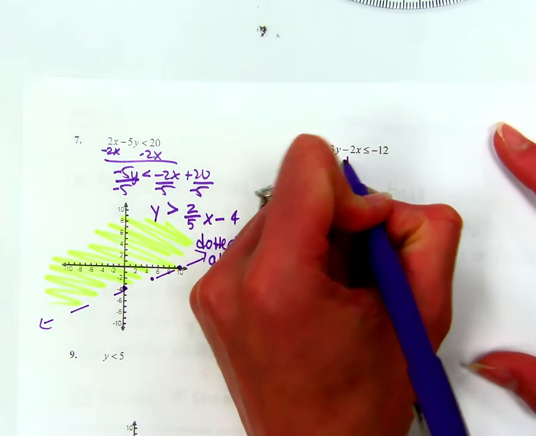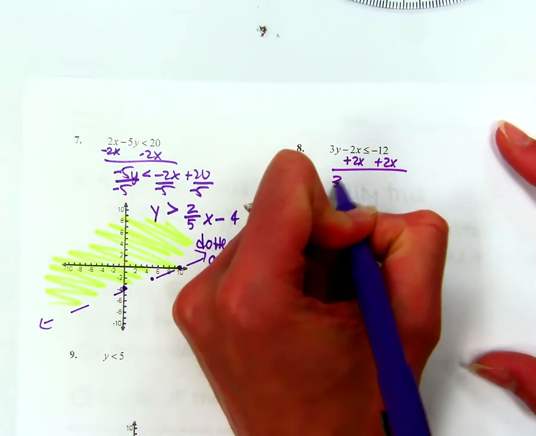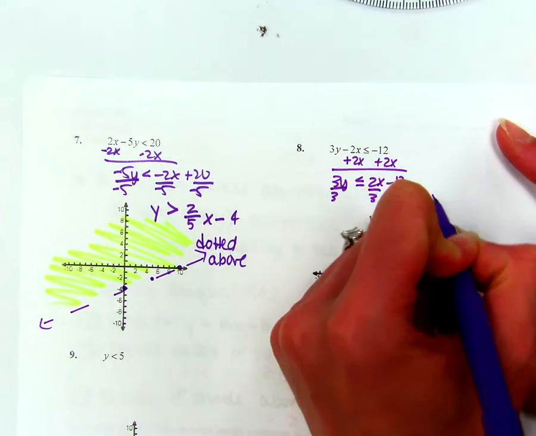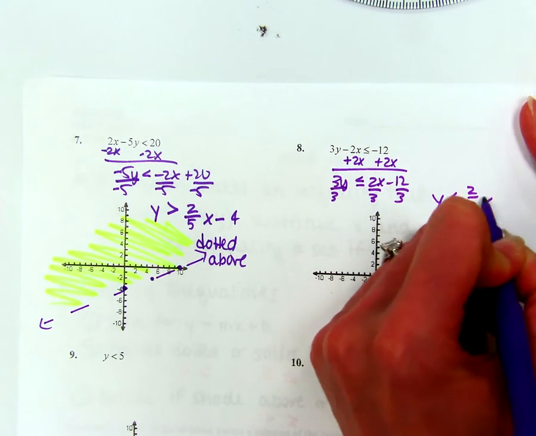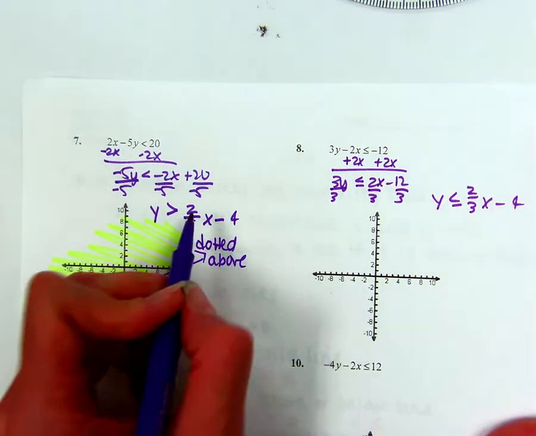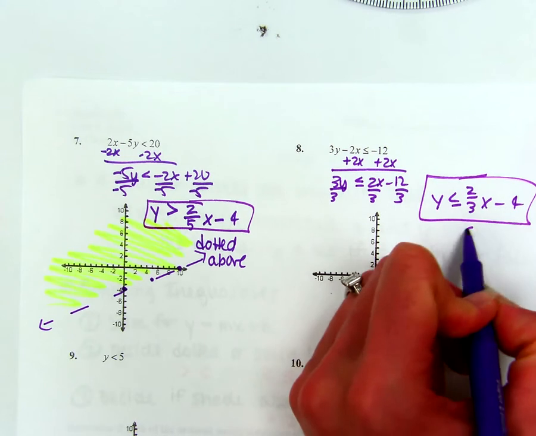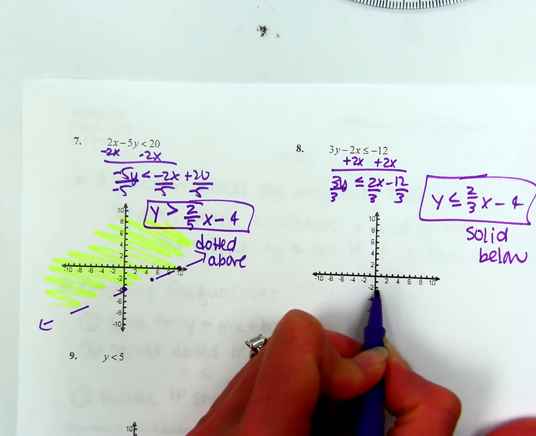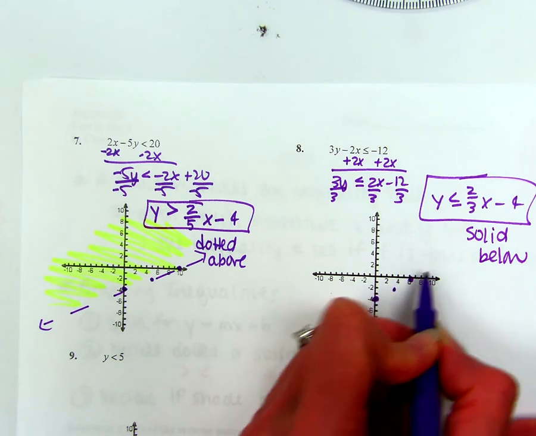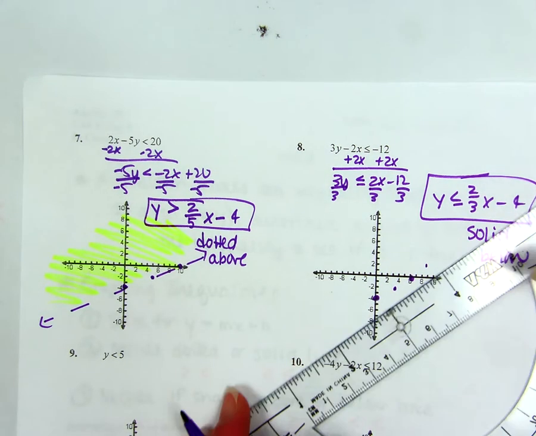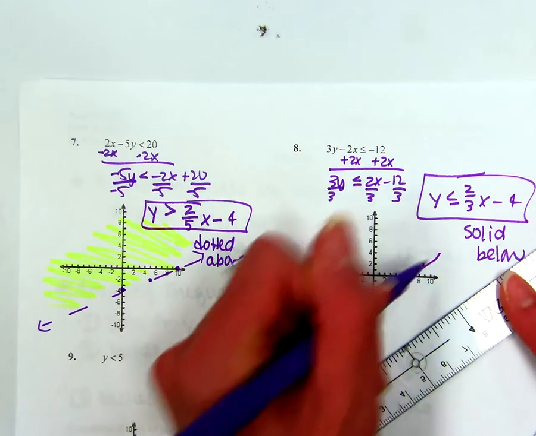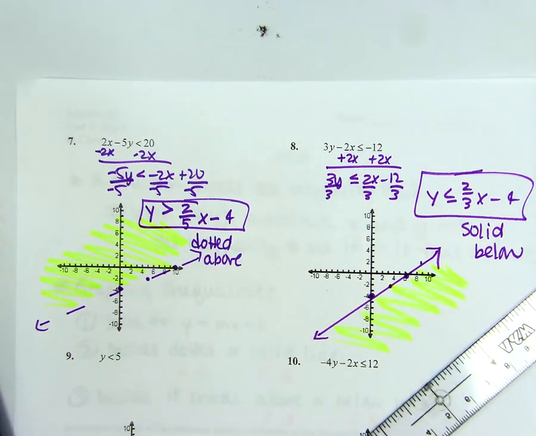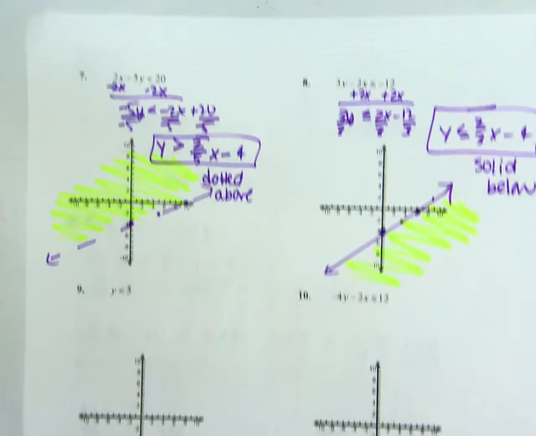All right, this one I'm going to add 2x. 3y is less than or equal to 2x minus 12. Divide by 3, and I get y is less than or equal to 2/3 x minus 4. Okay, so I need to decide, is it dotted or solid? It's solid, and I shade below. So I'm going to go to -4, go up 2/3, and then this time it's a solid line, and I need to shade below. So you can use a highlighter, you can use your pen or pencil, doesn't matter how you want to shade. You can make your graphs look pretty if you want.